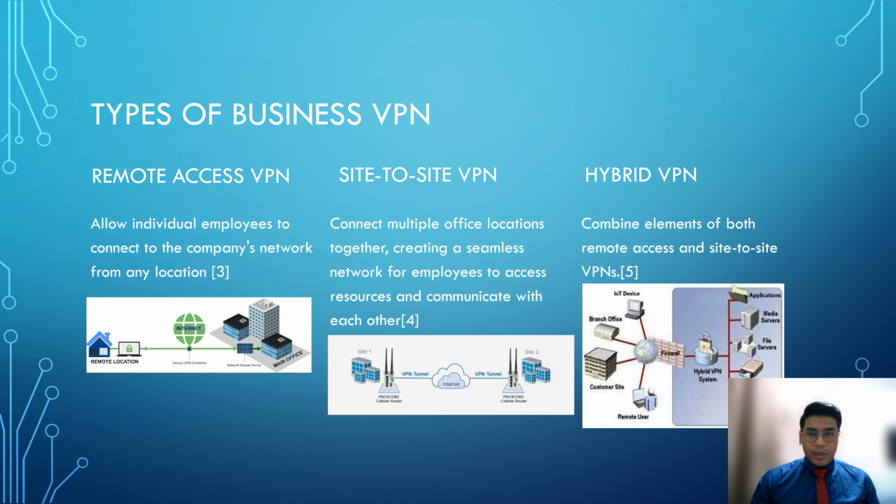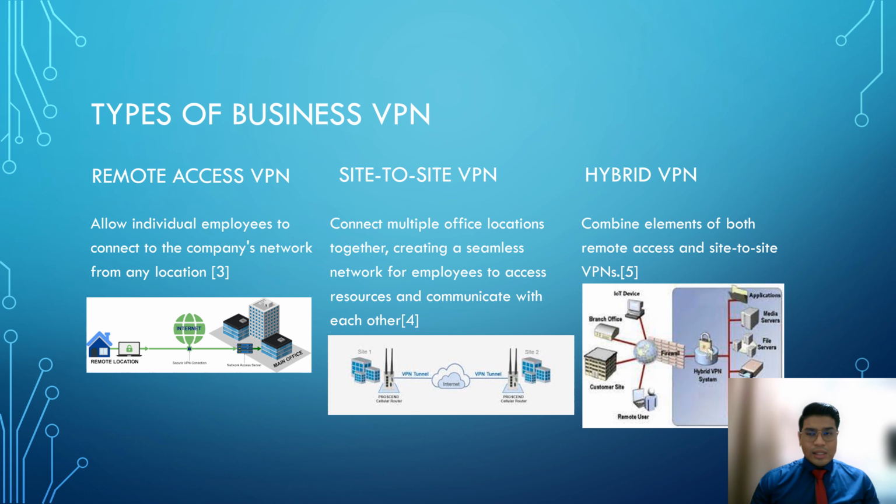For example, an organization with offices in New York and Los Angeles might use a site-to-site VPN to connect the networks together. This will allow employees in both locations to access the same resources and communicate with each other like they were in the same office.